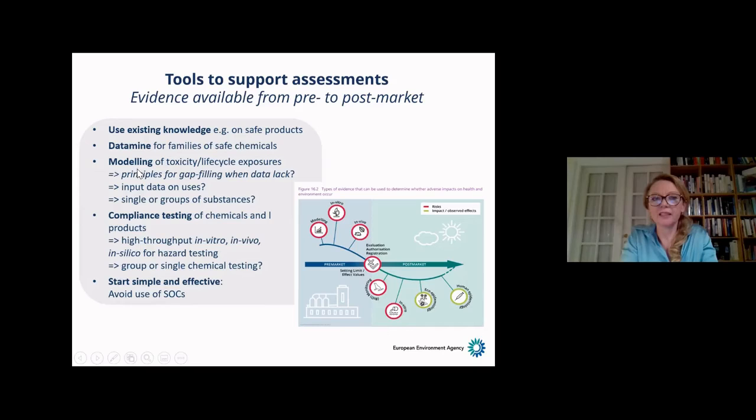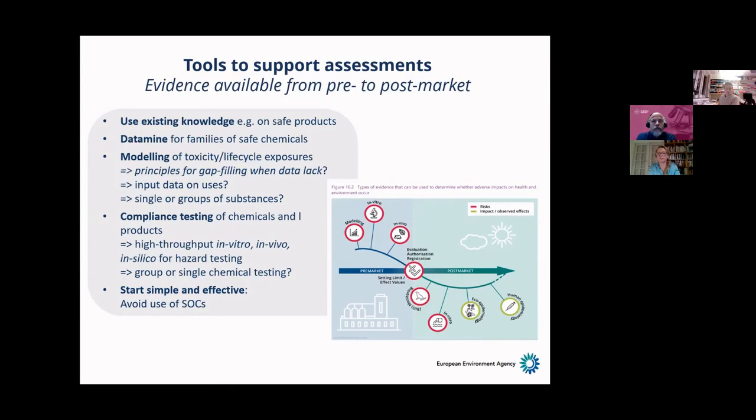But here we need really to think hard about how to do the gap filling when data lack. There should be some principles for it. And in the park, there will be some research to look into these principles for how to do the gap filling.